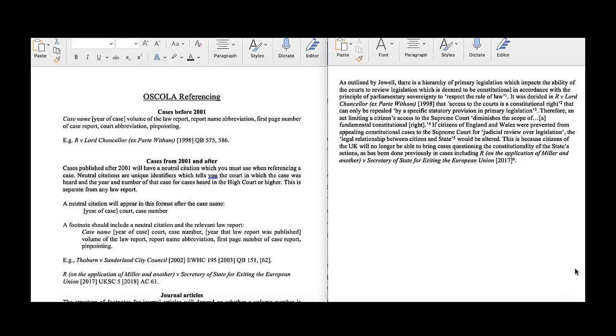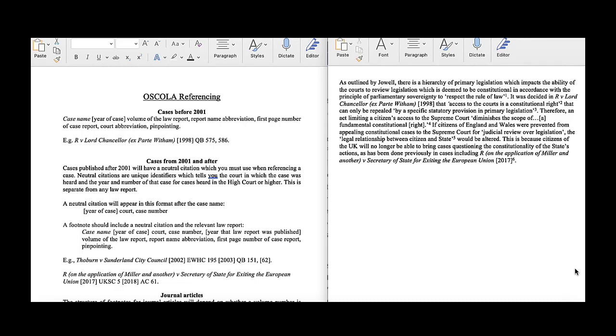Hello, today I'll be discussing a crucial aspect of your academic writing and legal research, the OSCOLA referencing rules. When you write problem questions or essays, it's essential to acknowledge the legal sources that you have used and adhere to a consistent method of citing them.